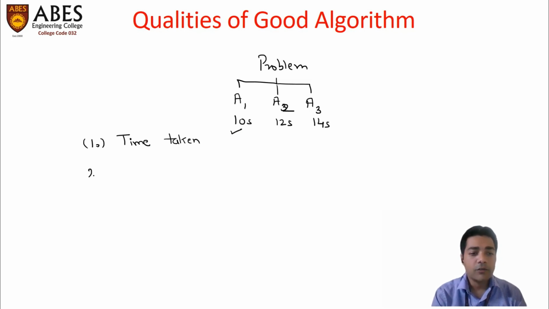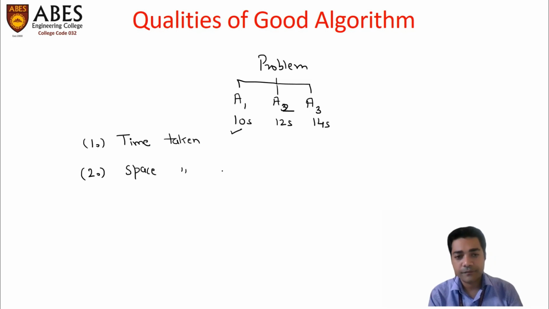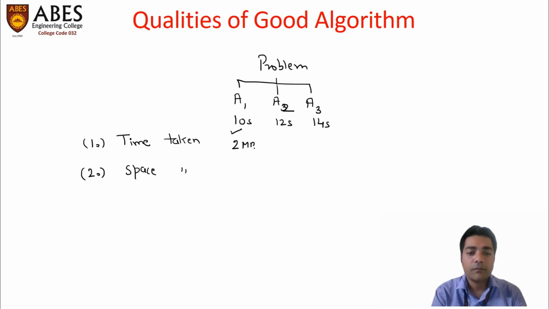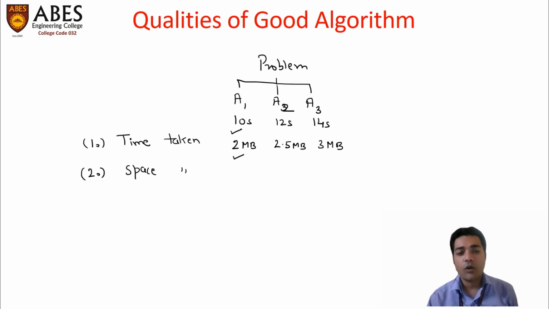Another parameter used to judge the quality of the algorithm is the space taken by the algorithm. How much space does the algorithm need to run in the computer? How much space is it going to take in the RAM to run? Suppose A1 is taking 2 MB to run, this is taking 2.5, and this is taking 3 MB. So again, I'm going to choose A1, and the question now arises: what if A1 is taking more space?